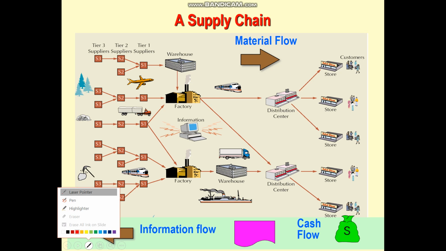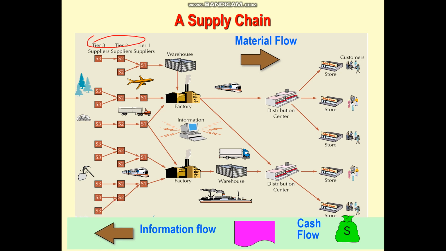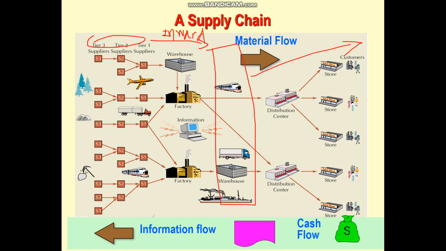So from supplier to the organization, this one is inward transport. And from the organization to the end user, this one is outward transport. Okay.